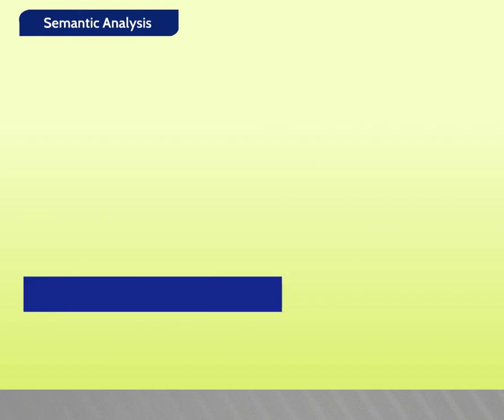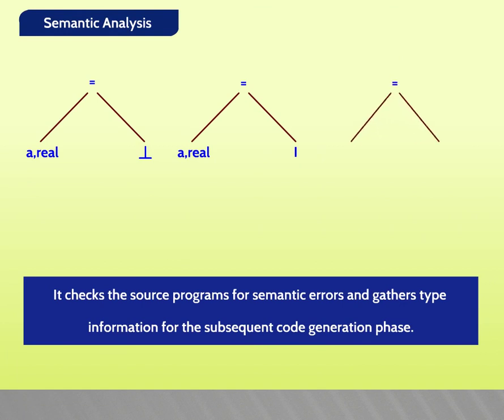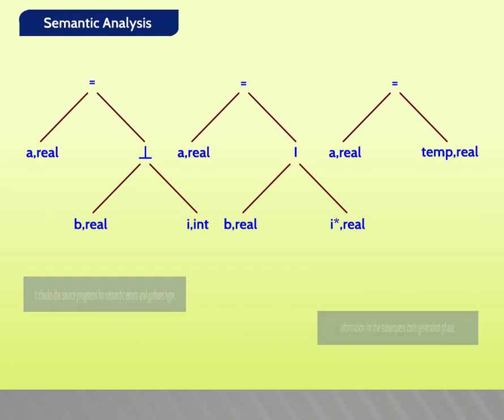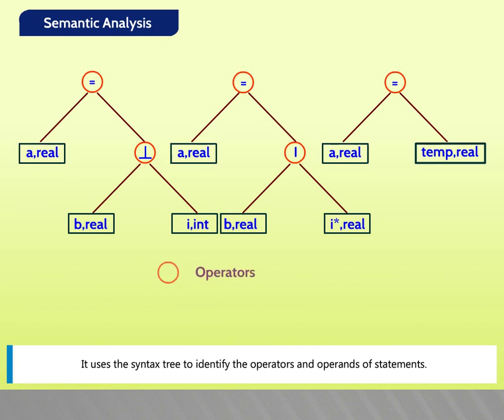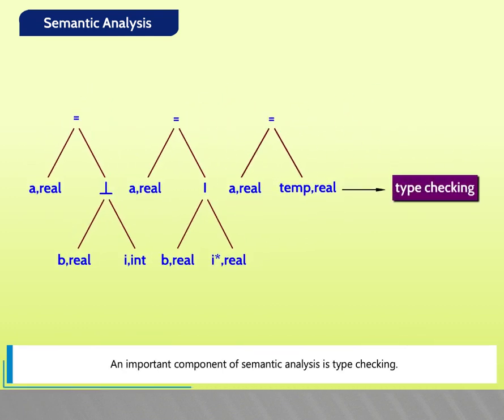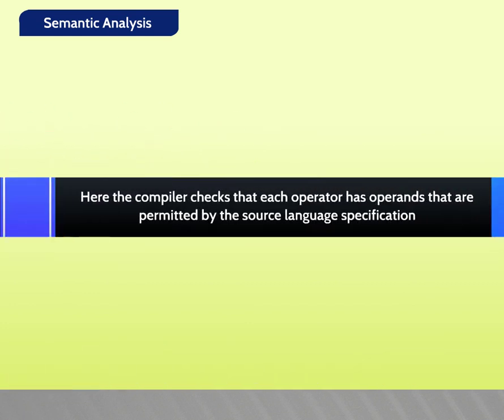Semantic analysis. It checks the source program for semantic errors and gathers type information for the subsequent code generation phase. It uses a syntax tree to identify the operators and operands of statements. An important component of semantic analysis is type checking. Here, the compiler checks that each operator has operands that are permitted by the source language specification.